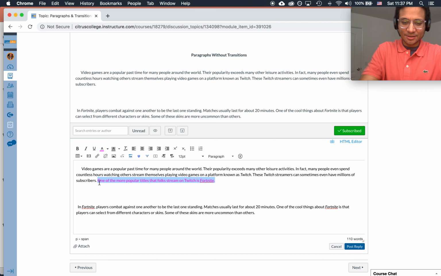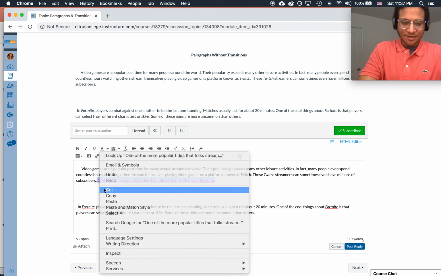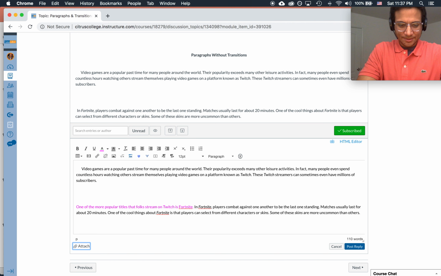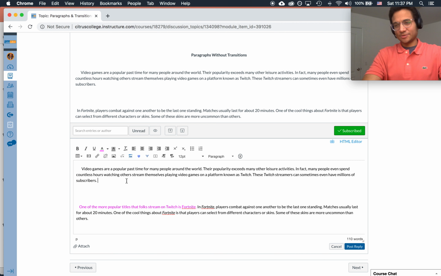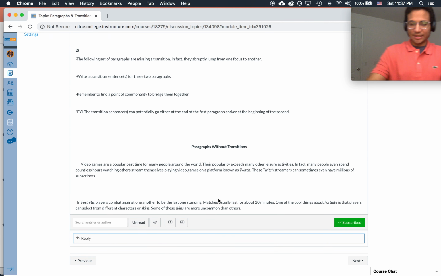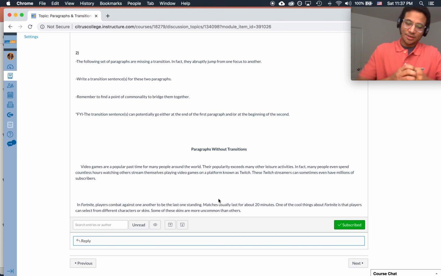You can have it here. You can have your transition here. Either way, it's all good. Yep, at the end of the previous paragraph or at the start of the subsequent one. In addition to that, you're going to select one classmate's post to reply to as well. Like say, hey, good job on your transition here. I like the way that you did this, that, and the third.